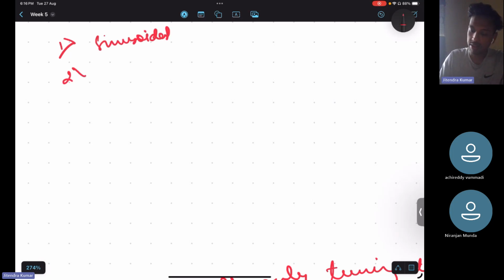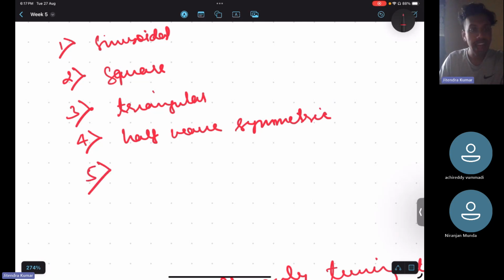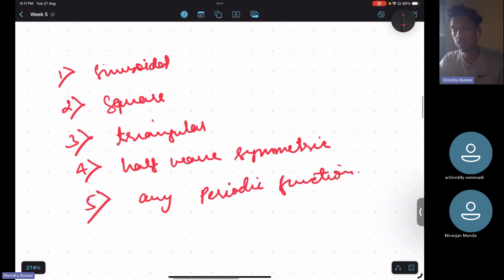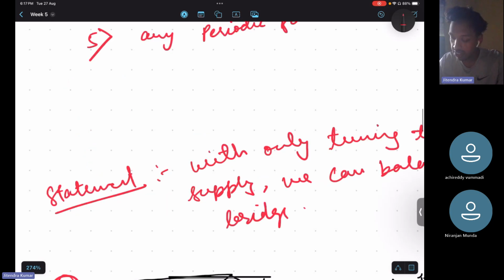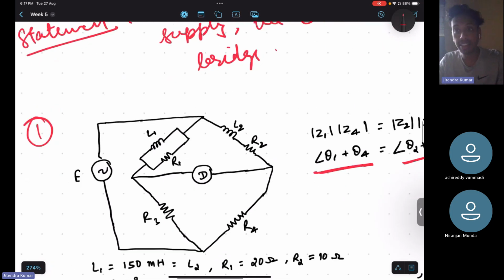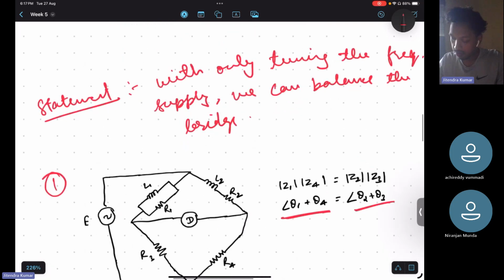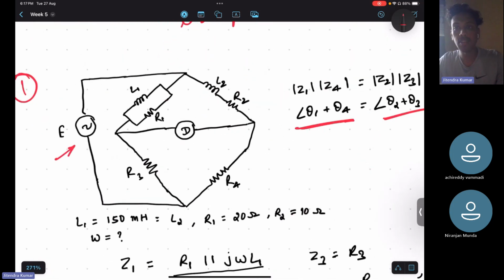So let me write down the options. Sinusoidal, square, triangular, half wave symmetric waveform, and any periodic function. Which type of supply waveform should be there to maintain this bridge in balanced condition? Any idea do you have? Which kind of supply should be there to maintain this bridge in balanced condition, and why is that? Also, that would be an interesting point. Do you think that if we provide a square waveform or triangular waveform, this bridge will be balanced?